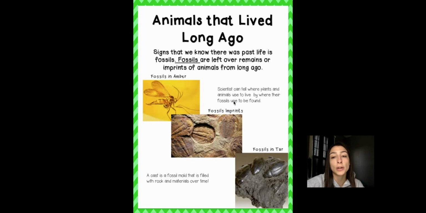And then the last one is fossils in tar. Tar can be sticky. So if an animal or a bug gets stuck in that tar, it will eventually harden. Down here, as you can see, you have the shape of what looks like some type of bug stuck in this hardened tar, which is a rock now. So those are three ways that you can get fossils.